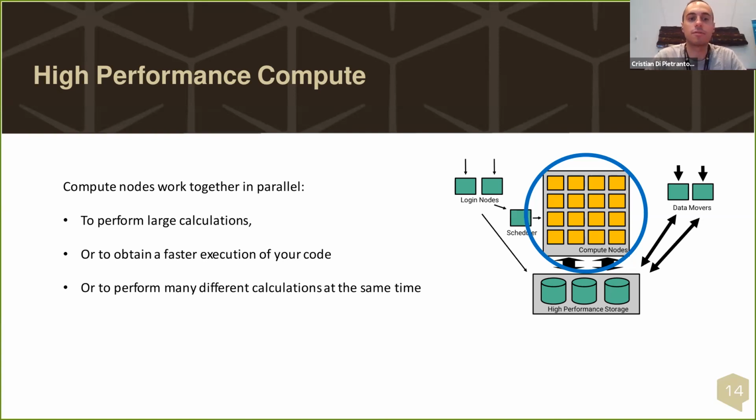Or you simply want to obtain the results faster, and so again you divide your problem across the compute nodes to obtain a faster execution. And a third way is when you have several computations to perform, several programs to run maybe, and then you may run these programs at the same time on different compute nodes. So there are different patterns through which a supercomputer can be used.